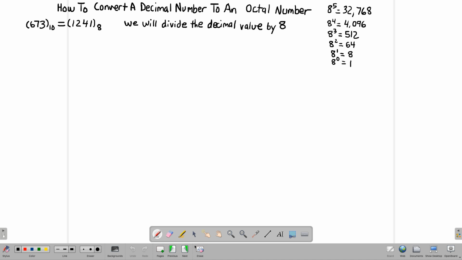So we have 8 to the 5th power is 32,768. 8 to the 4th power is 4,096. 8 to the 3rd power is 512. 8 to the 2nd power is 64. 8 to the 1st power is 8. And 8 to the 0th power is 1. So we begin the computation. We're going to begin the computation by dividing the original decimal value by multiples of 8.